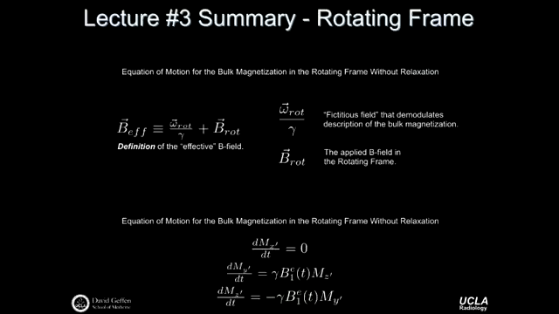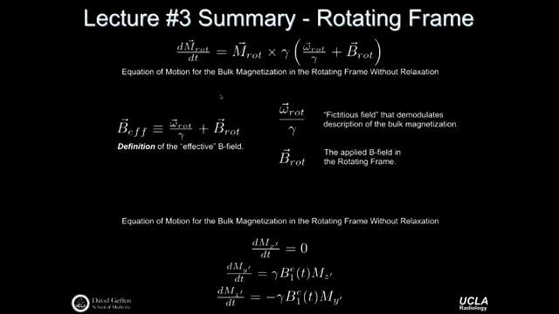We worked through, at least in part, this idea of going from the laboratory to the rotating frame. The equation of motion for the bulk magnetization in the rotating frame without relaxation should be showing up right here, and I think I accidentally dropped it out. It looks like it's probably on the next slide. There it is. I'm not sure why I did that.